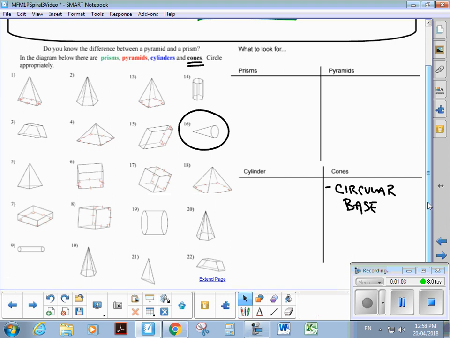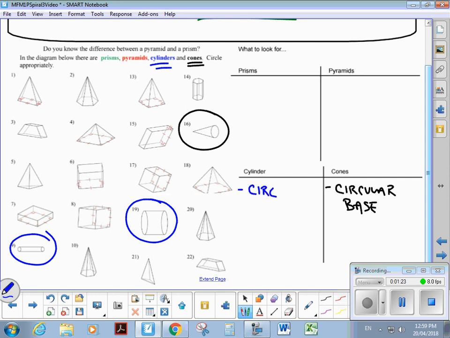Next, I'm going to move into cylinders. So cylinders in blue. A cylinder is like a silo or a tube, so that has a round base at either end. I believe that's got all of them. So a cylinder has a circular base at each end.